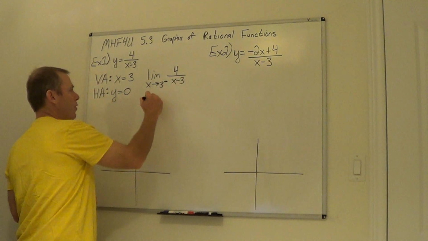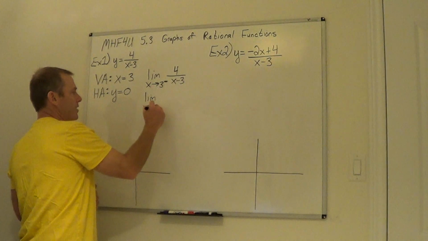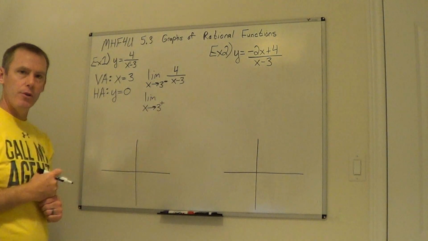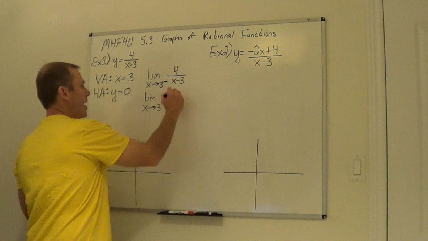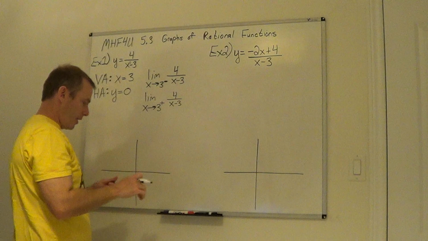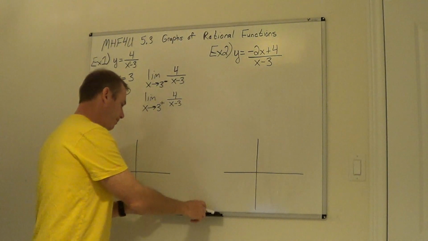I'm also going to find out what happens to this graph as x approaches 3, but from the right-hand side. So to denote the right-hand side, I put a plus sign. And again, here's my function. Now, the limits are going to work a little bit differently here than they did last time.